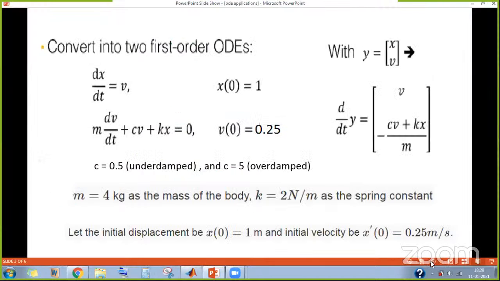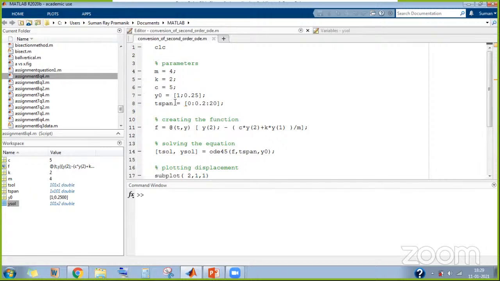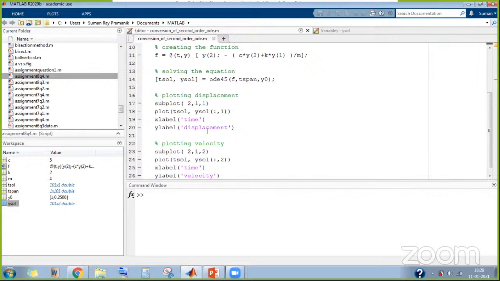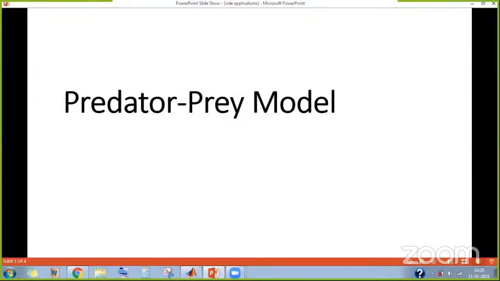So now we'll be looking into a... Excuse me, sir. Sir, the previous code, what is Y1 and Y2, sir? Which one? Line number 11. Line number 11, the Y1 and Y2. Okay, let's go back to the slides once again.